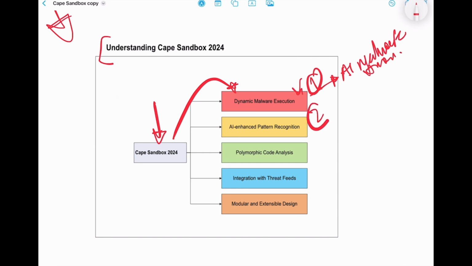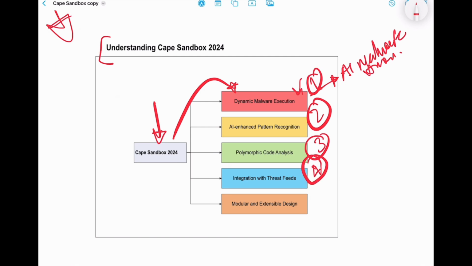Then, in the second step, for AI-enhanced pattern recognition, you can use machine learning models to detect evasive behaviors, such as virtualization-aware and sandbox-detecting malware. Third, you can analyze polymorphic code. You can track malware mutations during execution, and this would provide insights into their adaptive capabilities.